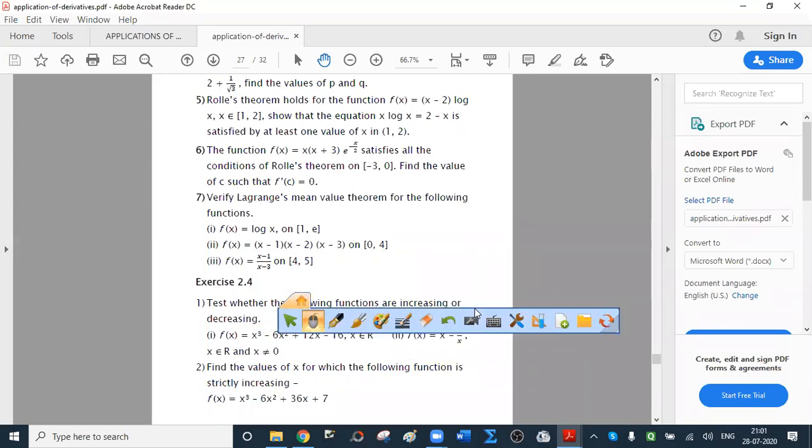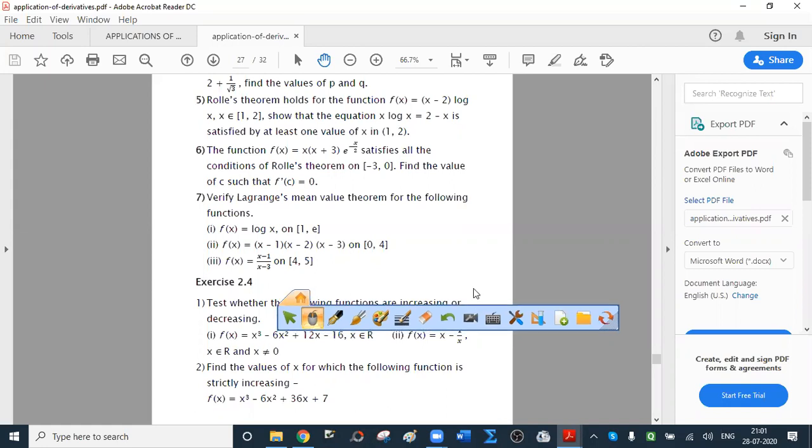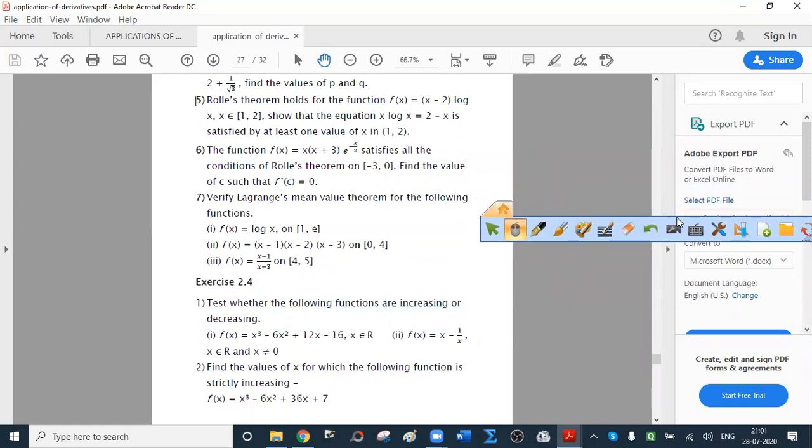X cube minus 6x squared. Okay, there is a correction in the next sum. See, in the second sum, what is the function? It is x cube minus 6x square plus 36x plus 7. Make the change. It is actually x cube minus 6x square minus 36x plus 7. Please make this change. X cube minus 6x square plus 36x, I'm sorry, minus 36x plus 7. Okay.